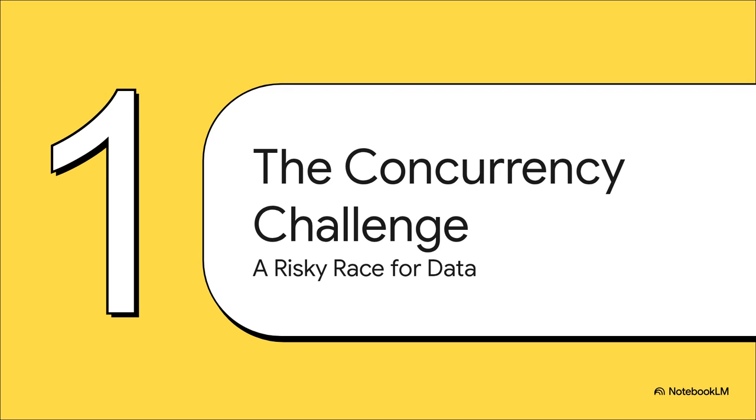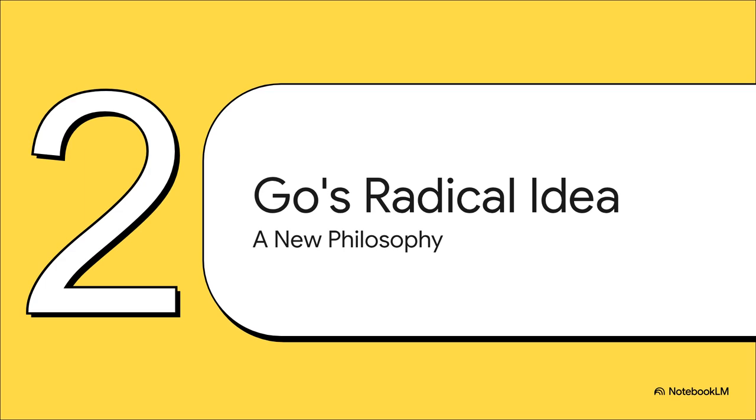You see, the classic problem is what we call a data race. It's this super risky situation where multiple functions are all trying to read and write to the same piece of memory at the exact same time. And when that happens, well, chaos is pretty much guaranteed. Okay, so what if the whole way we've been thinking about this is, well, wrong? This is where Go comes in with a pretty radical idea. It's a whole new philosophy for getting things done concurrently.